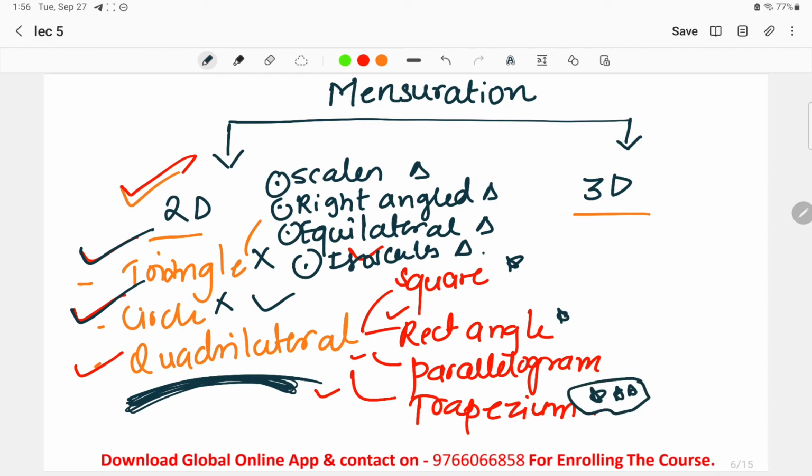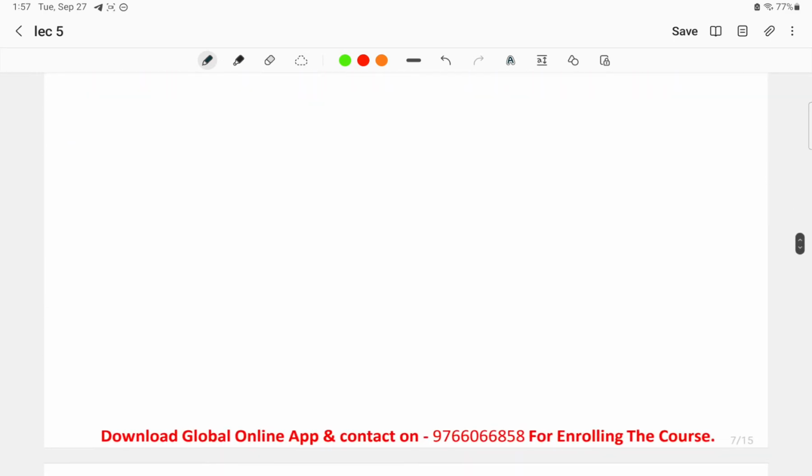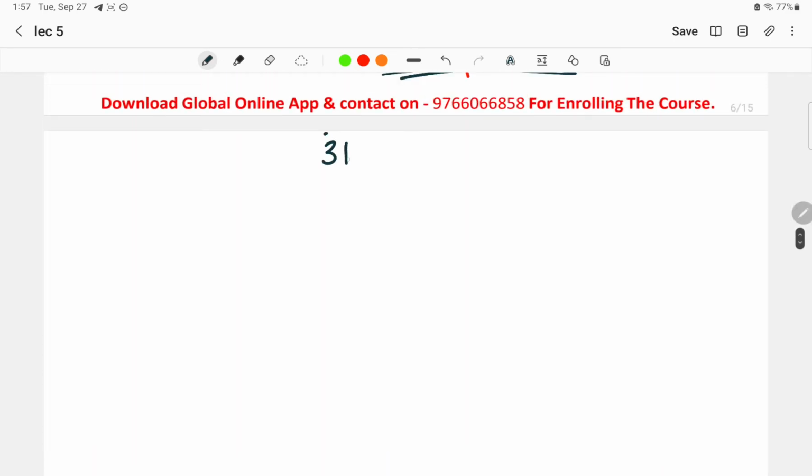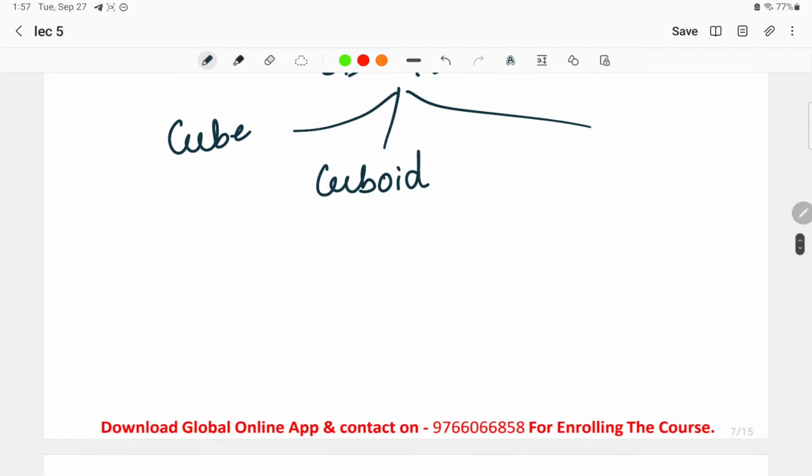a topic for paper 2 from which questions have been asked compulsorily. So this is a topic of importance. Okay, give this topic much more importance. Now this was all about the 2D structures. Now for 3D structures, the 3 basic structures that you have to keep in mind, or the 3 structures from which questions can be asked directly in the examination, is cube, cuboid, and third one is cylinder.